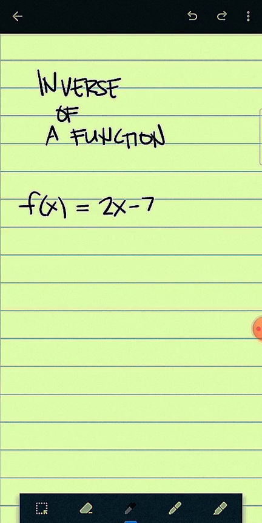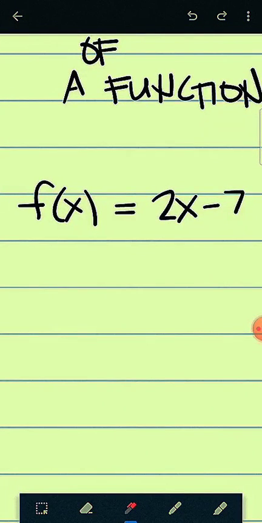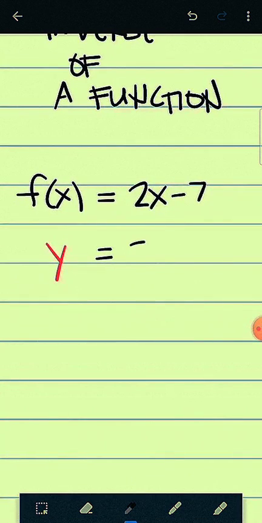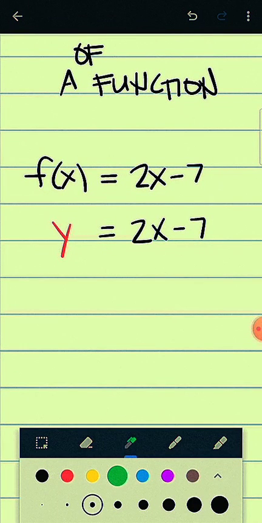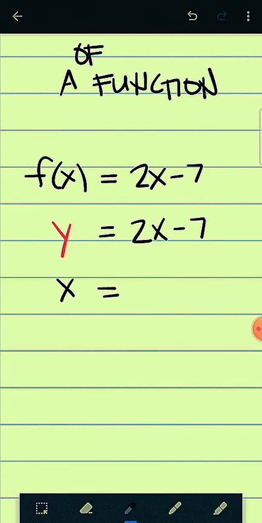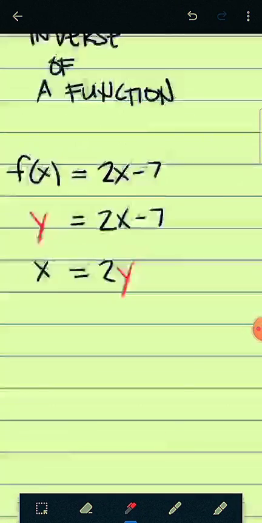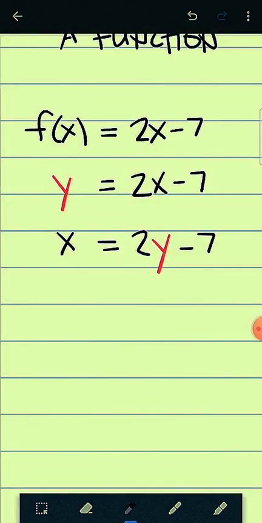To find the inverse of this function, all you have to do for step 1 is change f of x to y, because they are equal in the same sense, and copy the function. After that, just switch the x and y. So instead of y here, that will become x, and instead of x here, it will become y. That's how you find the inverse of the function.